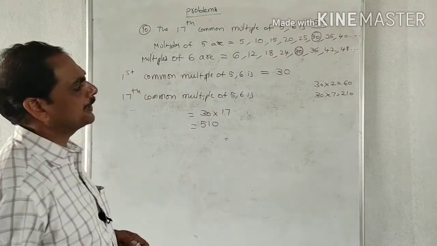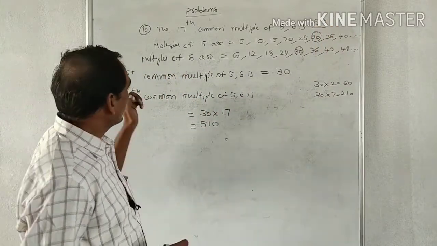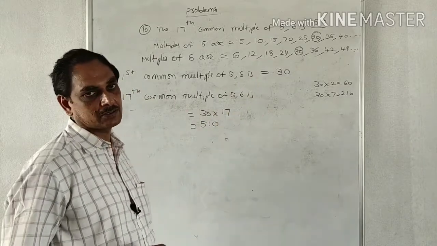You can easily find any number of common multiples by finding the first common multiple of two numbers.